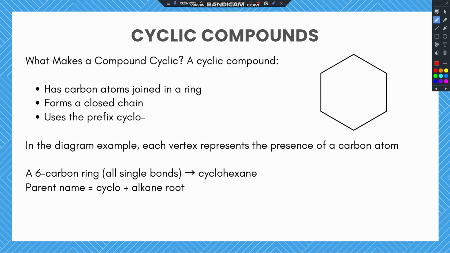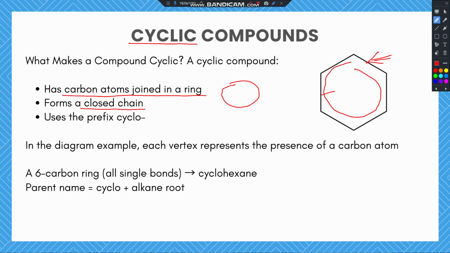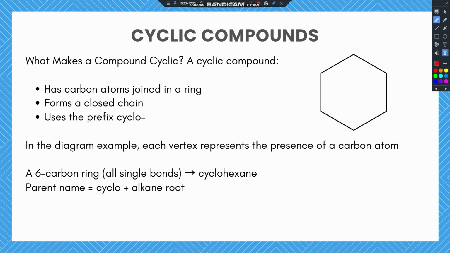Okay, so when we mention the word cyclic, we're simply referring to a type of compound that has carbon atoms joined in a ring. It's kind of circular when you look at the structure, and it forms a closed chain. And I have a very good example over here on the screen right now. You can see a closed loop chain structure inside of this shape. There is no point at which you can get out once you're inside. It forms a closed looped structure.